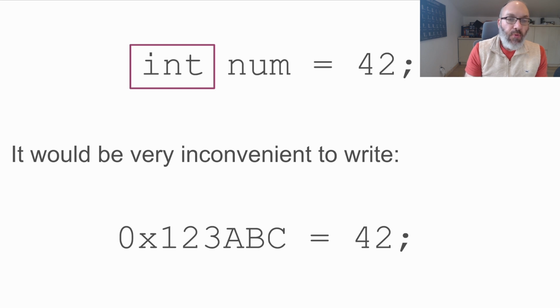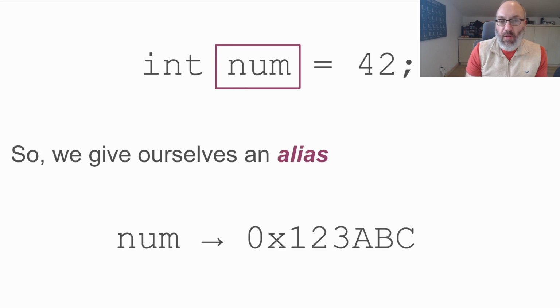And if we had to write a program always using static addresses, or even some kind of language for working with addresses, it would be really inconvenient to do something like this, like 0x123abc gets the value 42. That would just be odd, and none of us would want to be programmers for very long. So what programming languages have done for 60, 70 years is that they effectively give us an alias. We're aliasing the name num to that memory address.